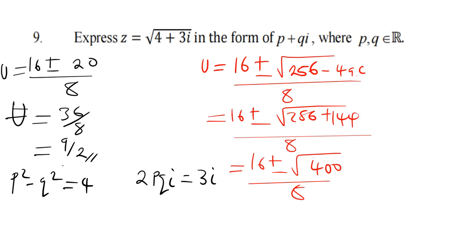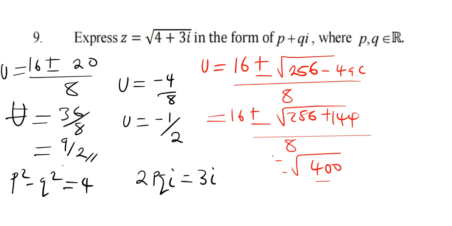Another value of u is where u is 16 minus 20, that is 16 minus 20 divided by 8. 16 minus 20, that is negative 4 over 8. So u will be equal to, if we simplify it further, 4 into negative 4, that would be negative 1. 4 into 8, that is 2. So those are the values. There are two values of u.